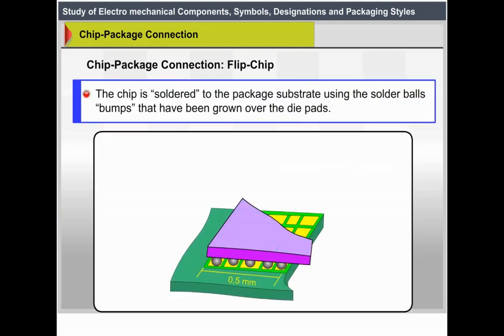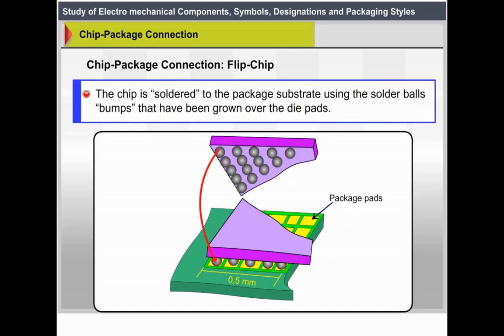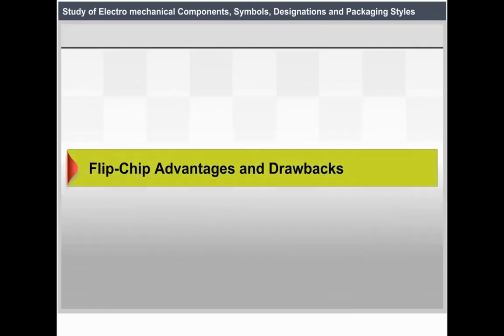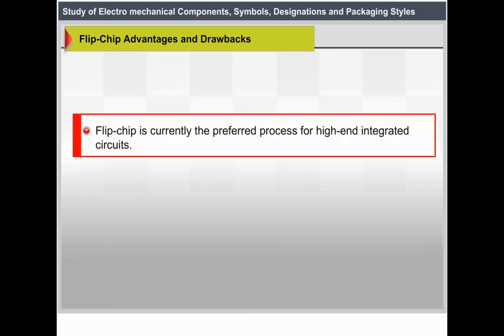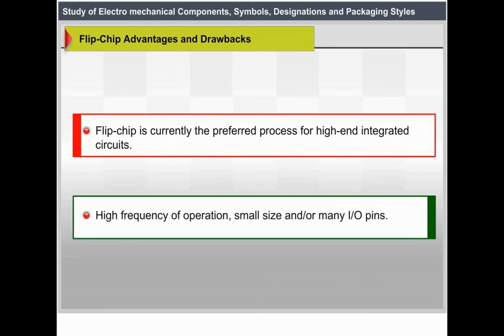Chip package connection, flip chip. The chip is soldered to the package substrate using solder balls, bumps that have been grown over the die pads. Flip chip advantages and drawbacks. Flip chip is currently the preferred process for high-end integrated circuits. High frequency of operation, small size and/or many input-output pins.